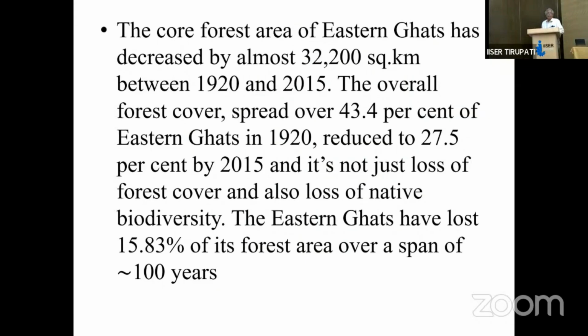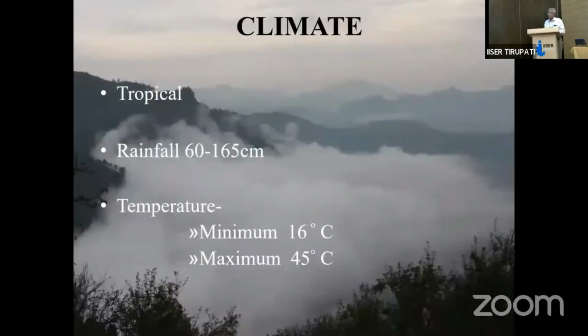Remember here, please note this point. Between 1920 and 25, it got reduced from 43% to 27%. Please remember this point. It was 43.4%, and it got reduced by 2015 to 27.5%. That is almost 15.83% of the forest area lost in less than 100 years. There is a loss now which you must remember.